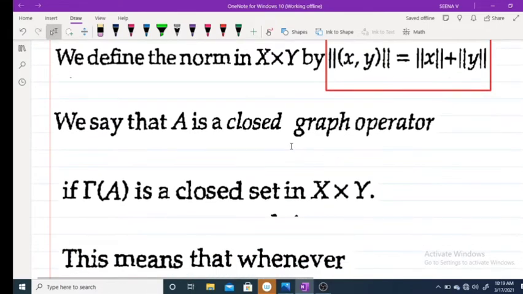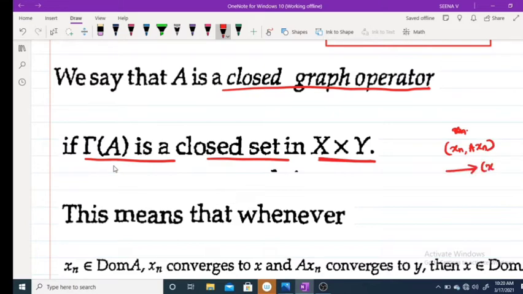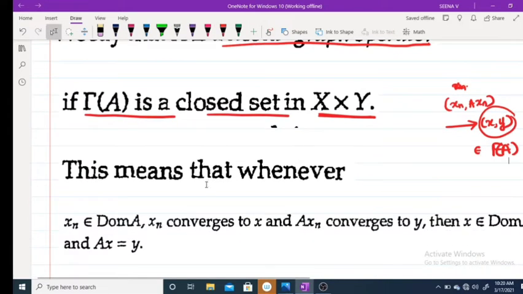Now moving to the next definition. We say that A is a closed graph operator if Gamma of A is a closed set in X cross Y. Closed set in X cross Y means whenever a sequence (xn, Axn) converges to some (x, y), then this (x, y) must also belong to Gamma of A. So this means whenever xn is in the domain of A, xn converges to x and Axn converges to y, then x belongs to the domain of A and Ax equal to y.